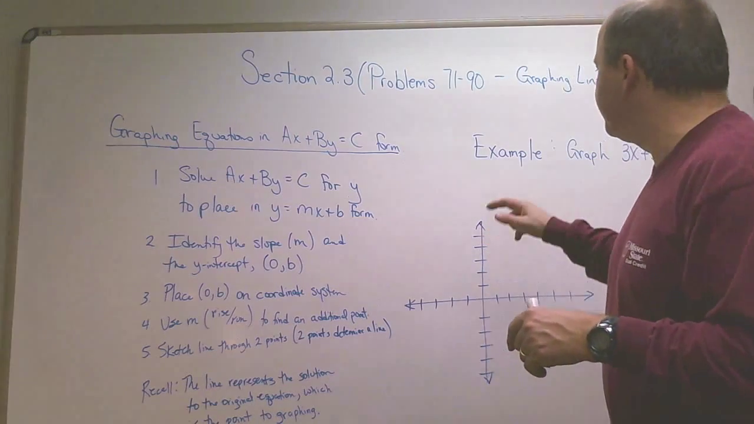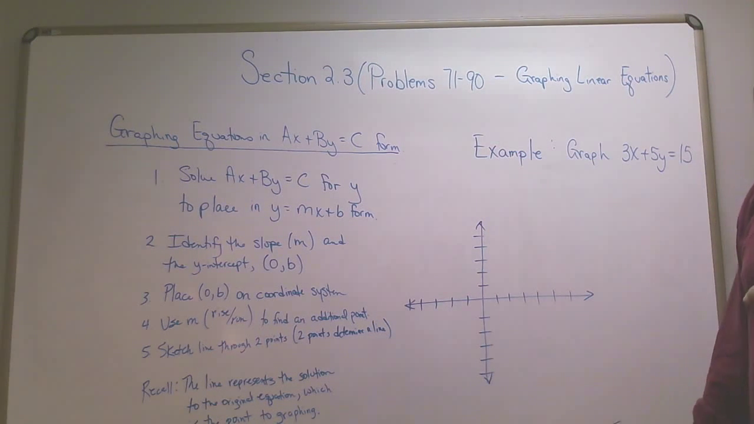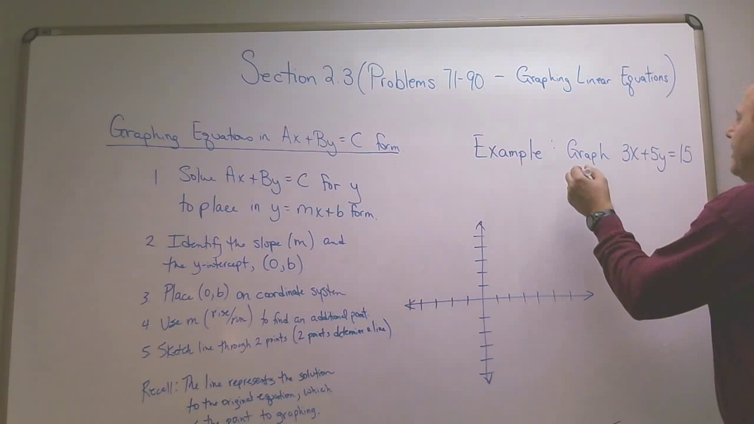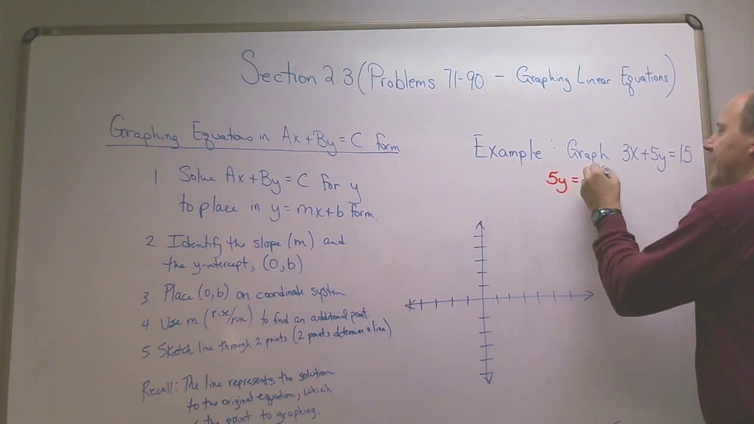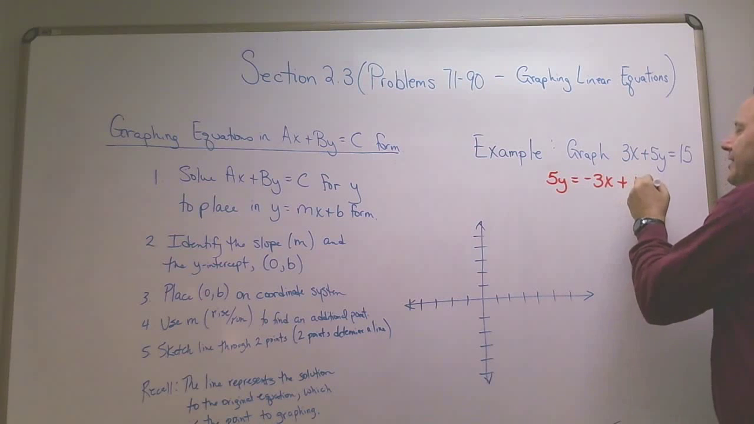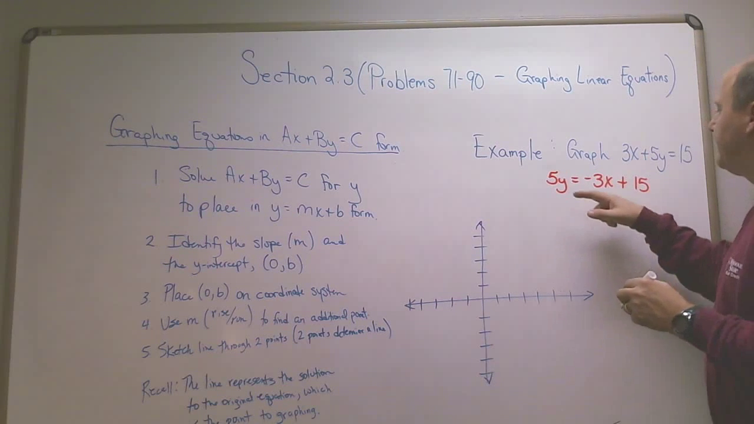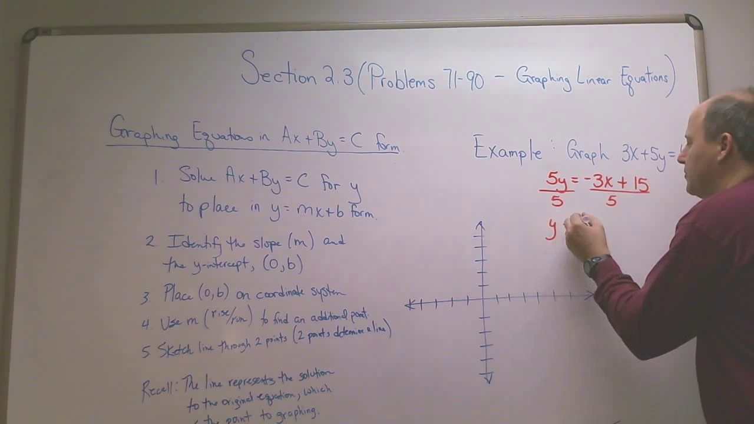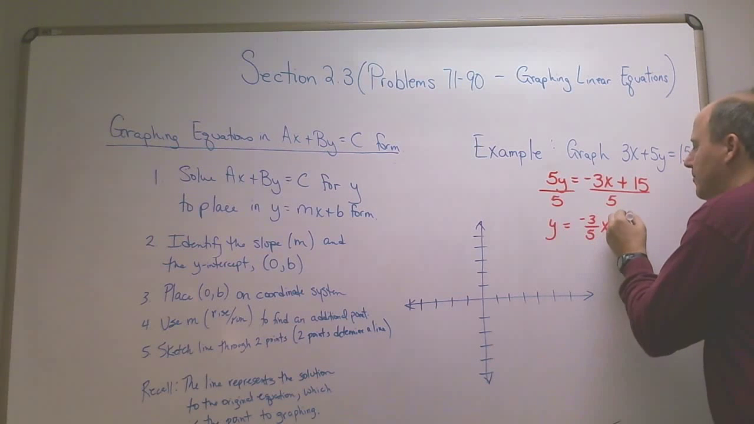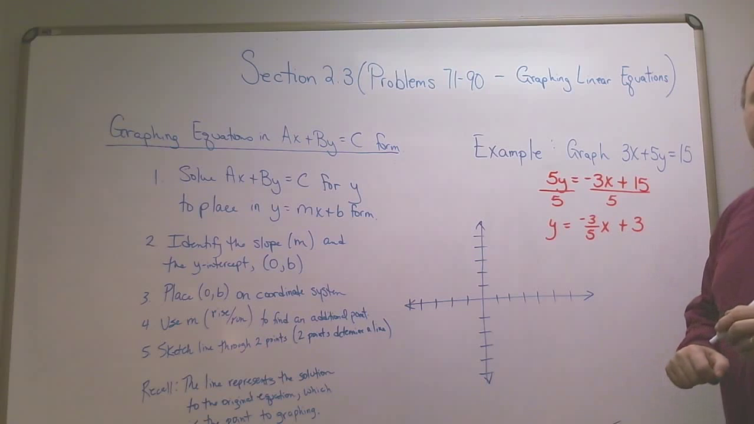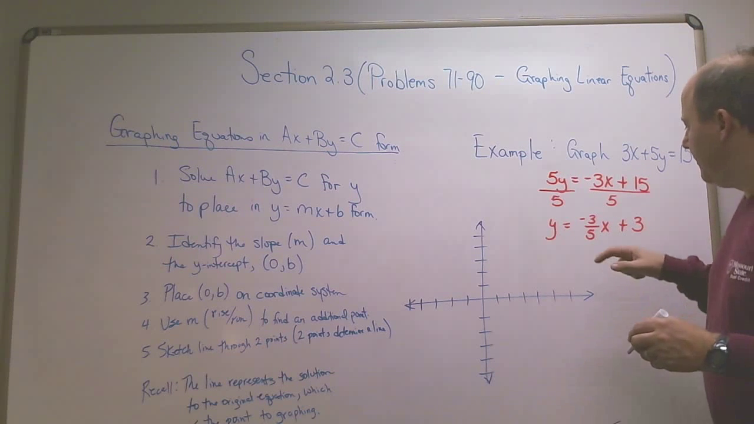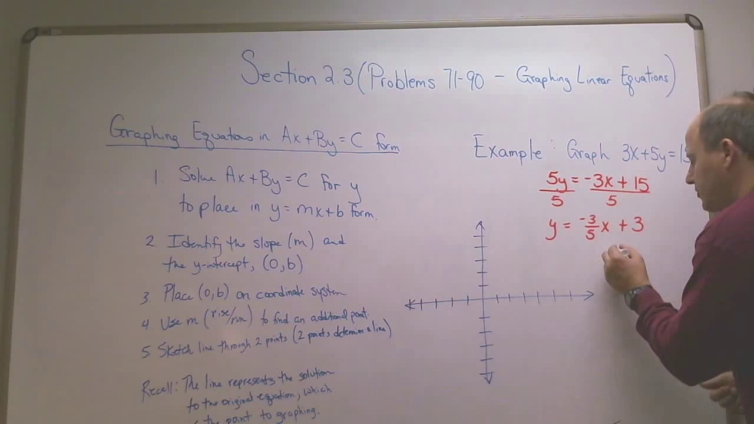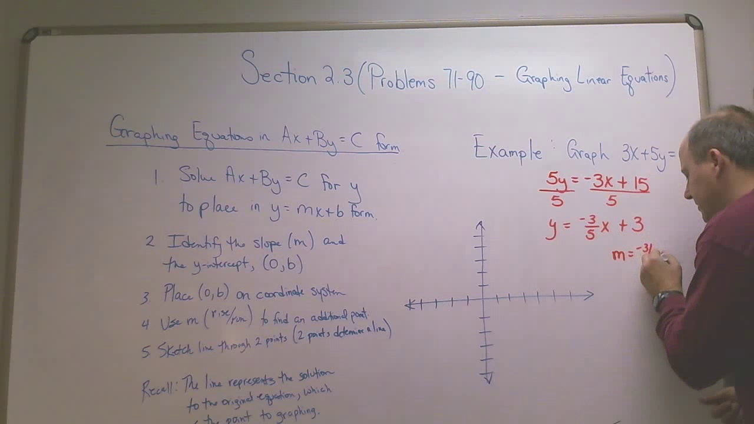Anyway, I wrote an example up here, 3x plus 5y equals 15. Like I said before, I want to solve for y. If I do that, I get 5y equals negative 3x plus 15, so I'm subtracting 3x to the other side. And then it's divide by 5 on everything. So you get y equals negative 3/5 x plus 3, because 15 divided by 5 is 3. Now, solved for y, the number in front of the x is negative 3/5. That's your slope. That's your m. So m is negative 3/5.